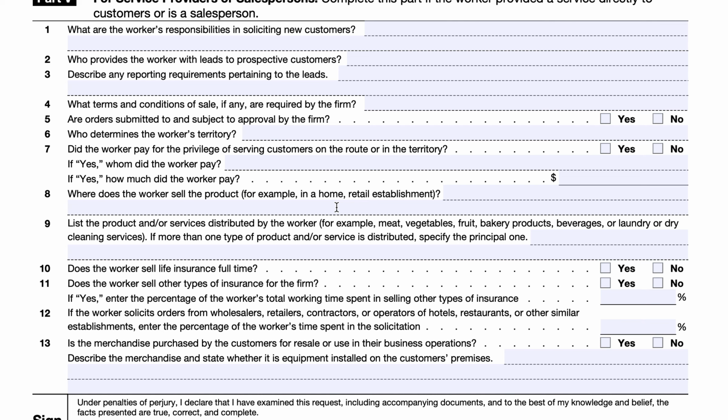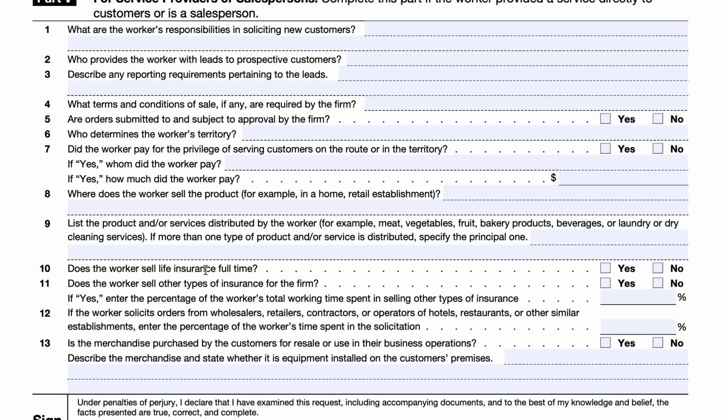So there are specific questions about things like life insurance, because that's a very common situation in the financial services industry, where independent contractors may work for firms, and then there comes with that a variety of complexity based issues. So if someone solicits orders from outside entities like wholesalers or restaurant operators, how much time do they spend doing that versus the rest of their job duties?